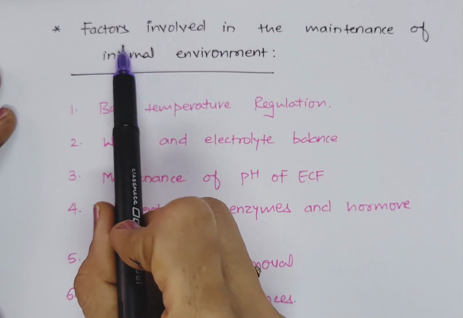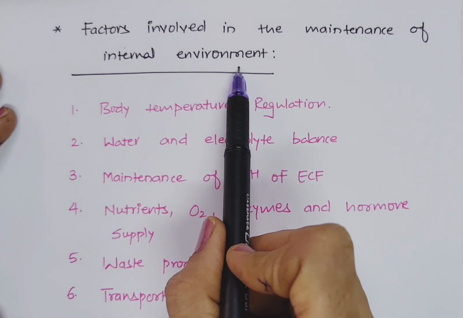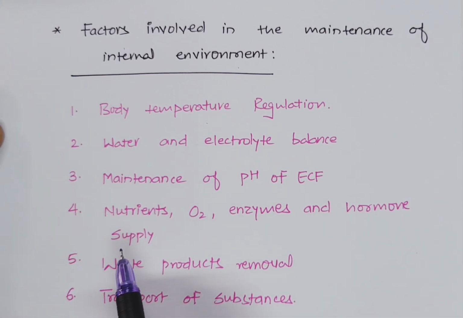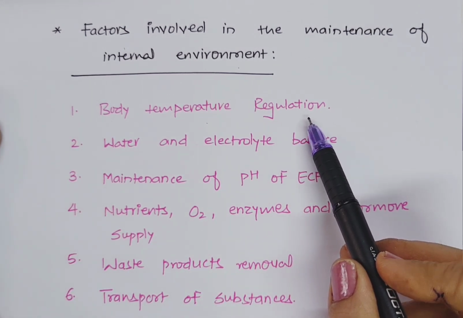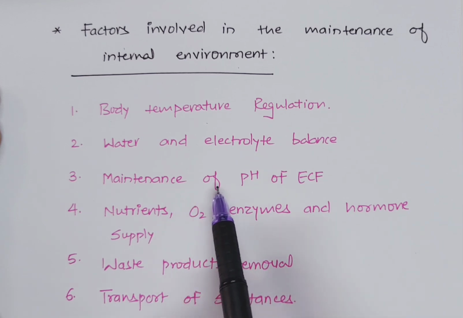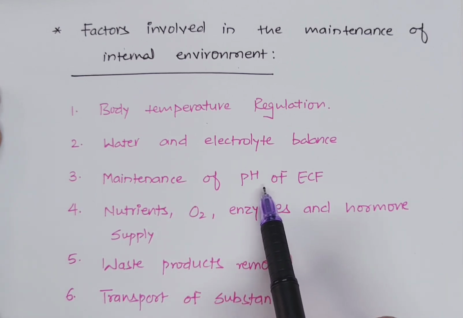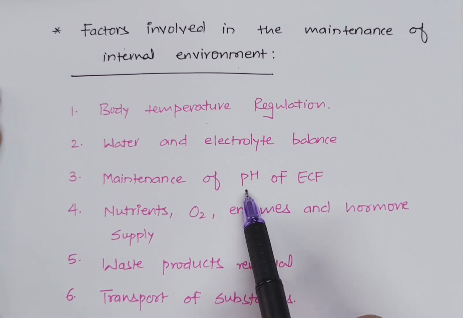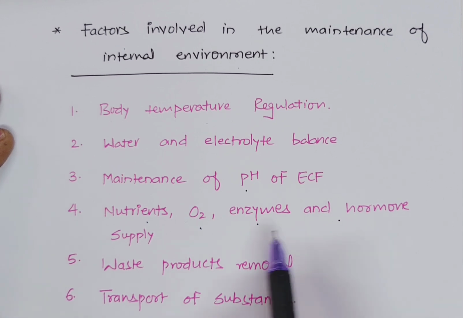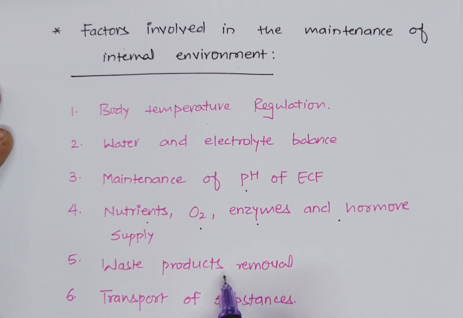Now, factors involved in the maintenance of internal environment. Number one is body temperature regulation. For this, we have various organs and systems that regulate our body temperature. Then second is water electrolyte balance, which is also very important to maintain homeostasis. pH regulation: if the pH is acidic or alkaline, then the body suffers from malfunction. Nutrient supply, oxygen supply, enzymes and hormone supply, so our cells require all these substances. Waste products removal is also an important factor for the maintenance of homeostasis, and transport of various substances is also very important for homeostasis.